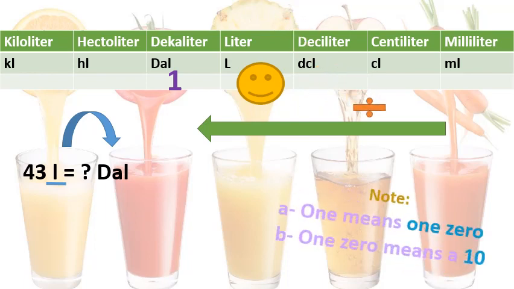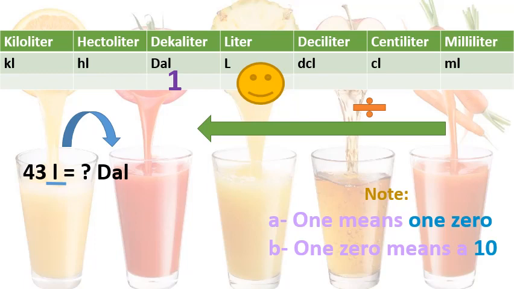Divide by what? Since we reached the number 1, 1 means 1 0, 1 0 means a 10, so we're going to divide by 10. So 43 divided by 10. What are we going to do now? So we have division and we have 10. Okay, what are we going to do?